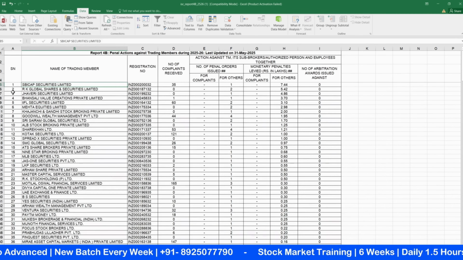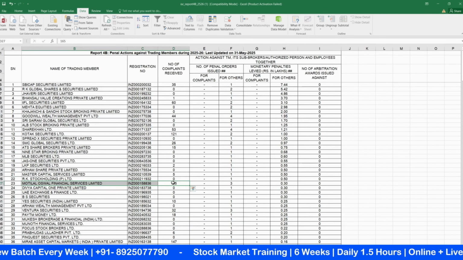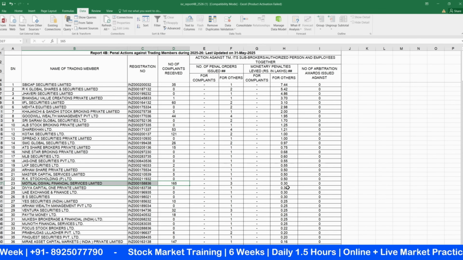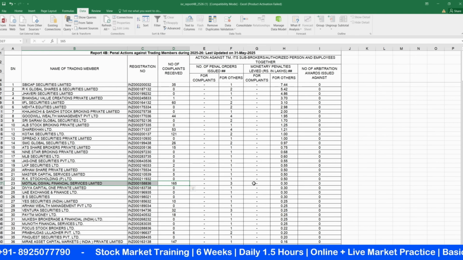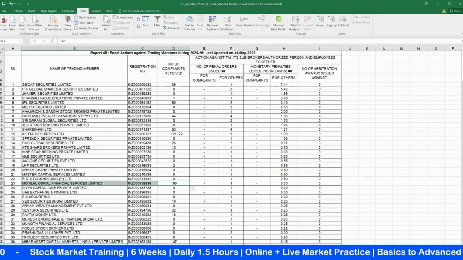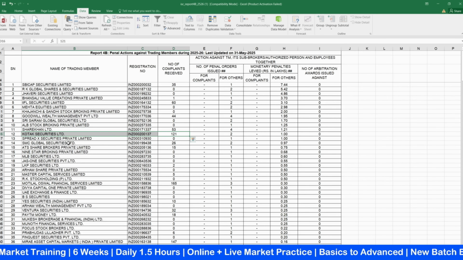Okay, now there's some way that you can actually sort it out and get to know that this company, Motilal Oswal, got about 165 complaints, and that's been accepted, and they paid some penalties for it as well. And there are about 121 complaints from Kotak Bank. Eventually, big names have more complaints because they have more customers.